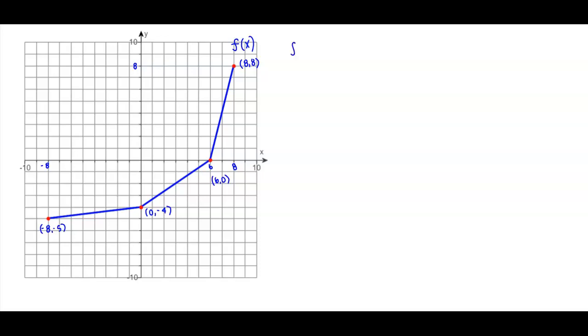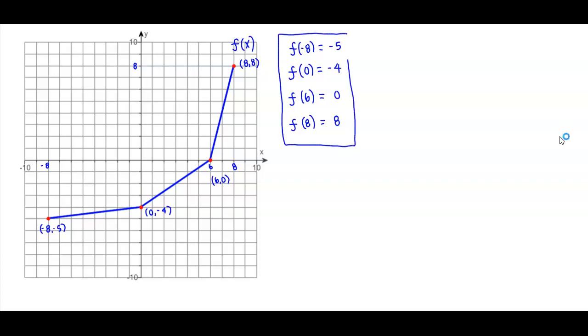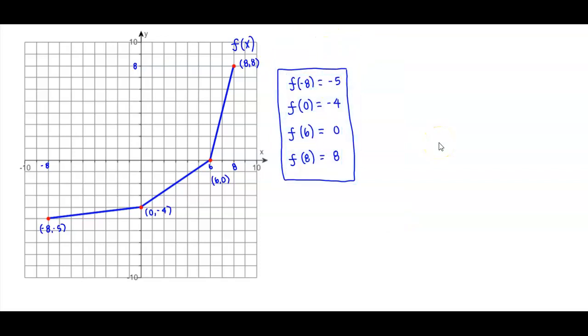So now let's write out the function. We know that f of -8 is equal to -5. We know that f of 0 is equal to -4. We know that f of 6 is equal to 0. And we know that f of 8 is equal to 8. So therefore, this is the function, where the inputs are given, and then that's the output.